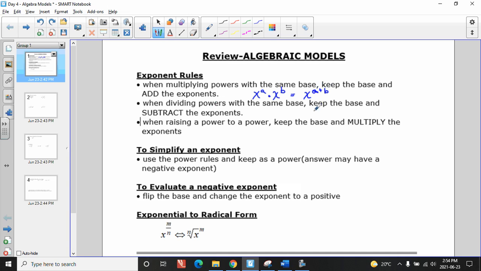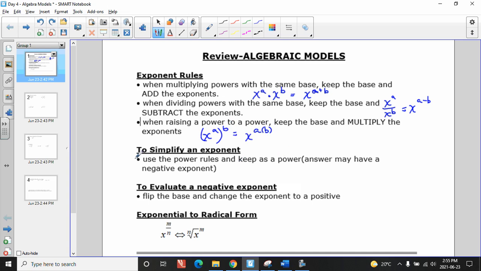When dividing powers with the same base, keep the base and subtract the exponents. So that would be x to the a divided by x to the b, and the answer to that will look like x to the a minus b as a new exponent. When raising a power to a power, keep the base and multiply the exponents. So here's a power raised to another power, like stacked exponents, and this one will come out to x to the a times b. So keep the base the same and multiply the exponents.